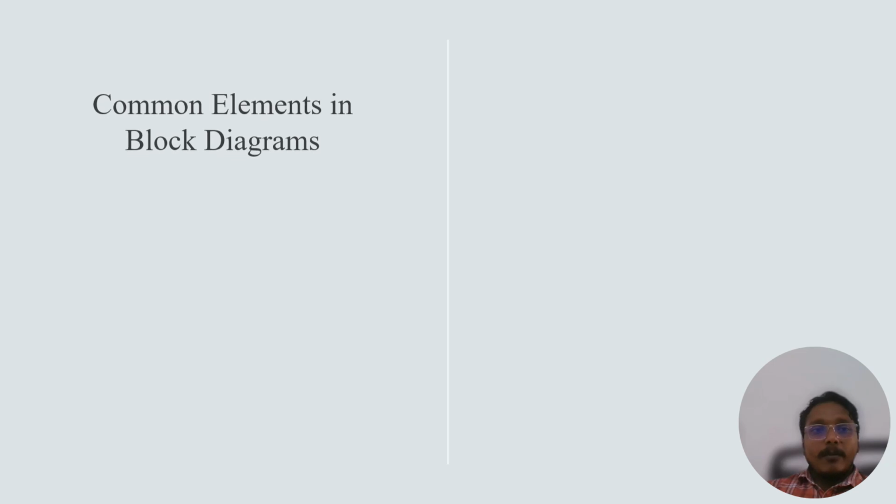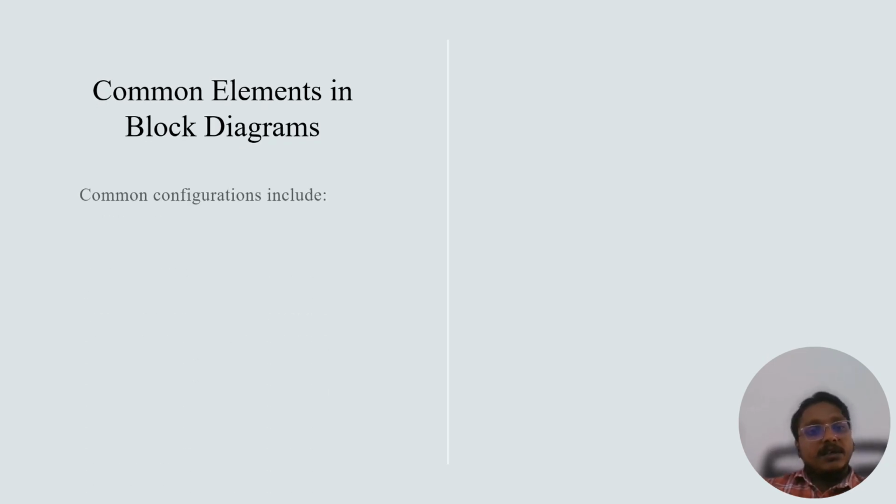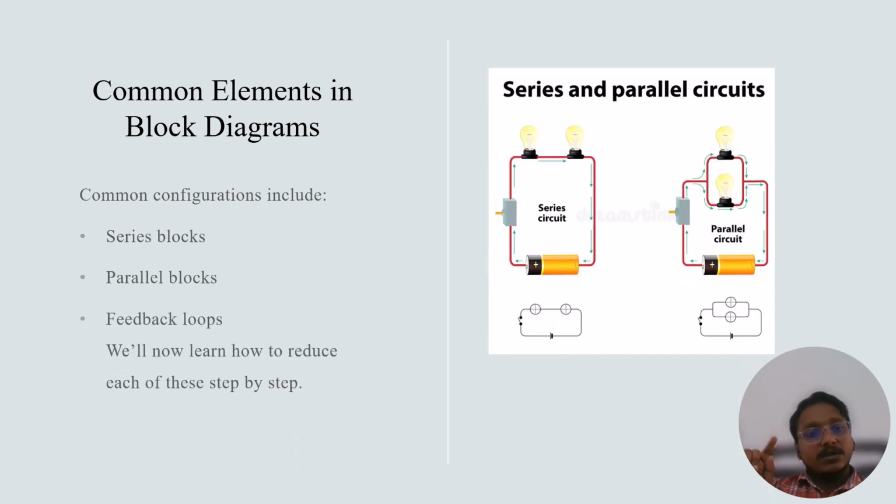What are the common elements in the block diagram? We have certain common elements, common configurations. The first one is series blocks. If the blocks are in series, then how will it be? And then parallel blocks and feedback loops. Feedback loop means, as we already saw in the closed loop diagram, how the feedback loop happens.